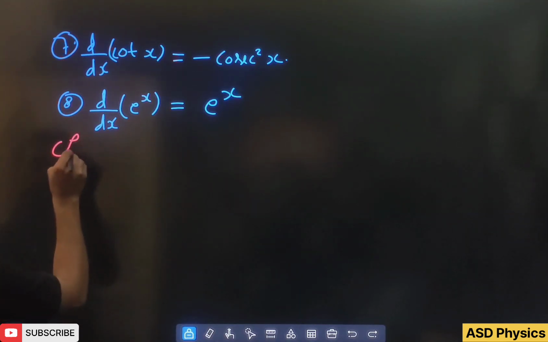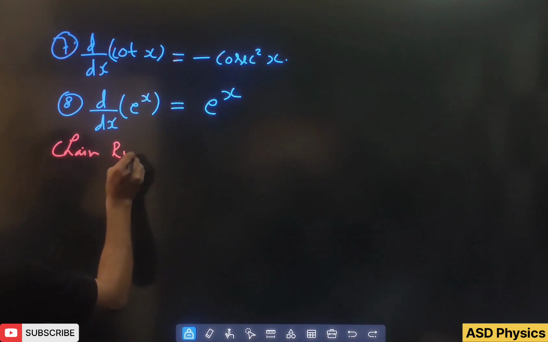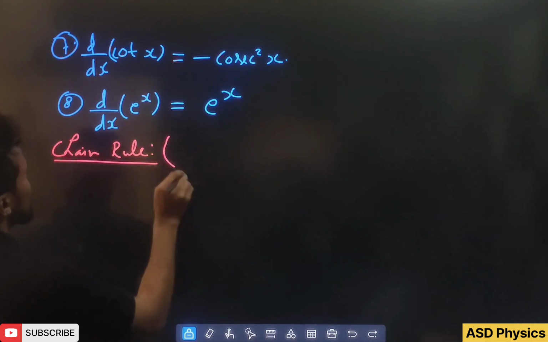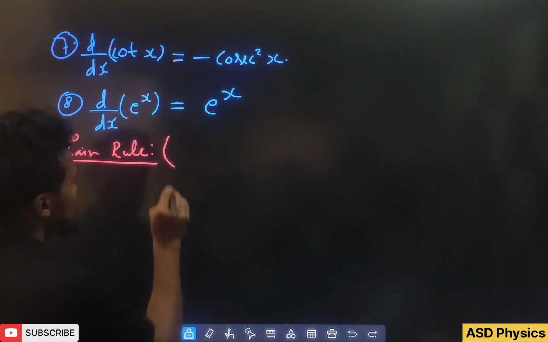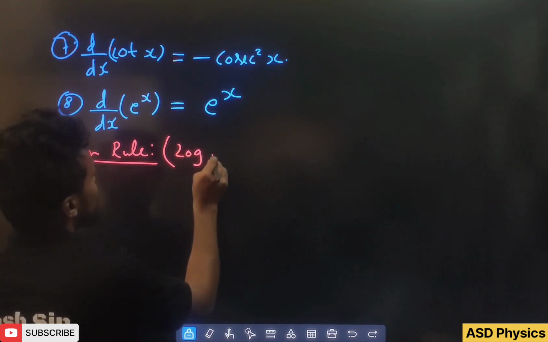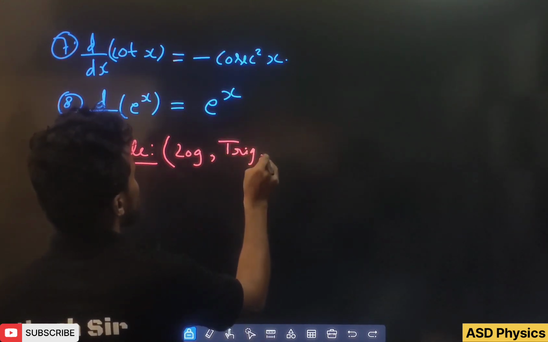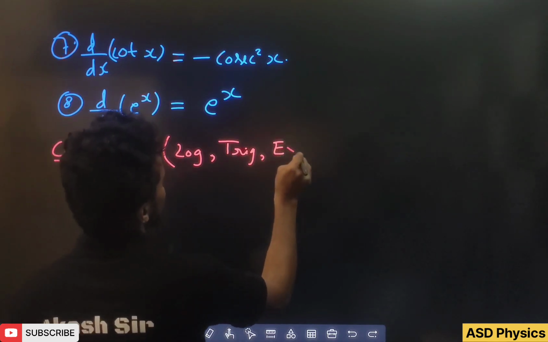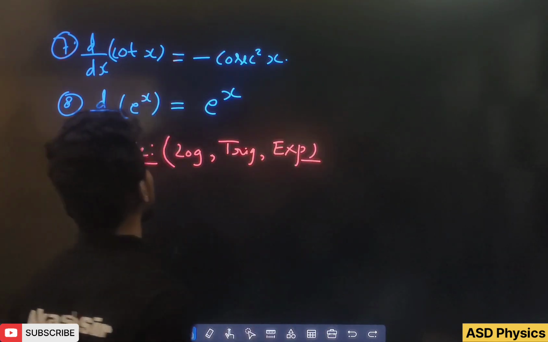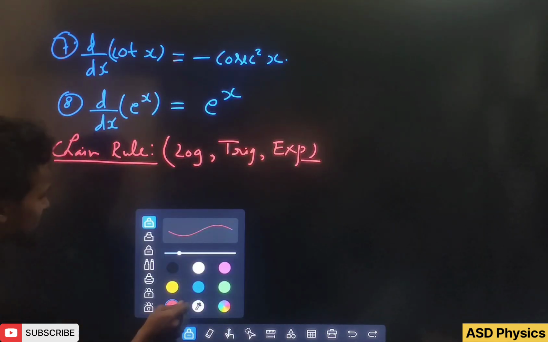There used to be the chain rule. And remember, students, this chain rule is applicable most of the time. Which kind of function? Maybe the function is a logarithmic function, maybe the function is a trigonometric function, or maybe the function is an exponential function. Most of the time the chain rule will be applicable here. So what is the chain rule?